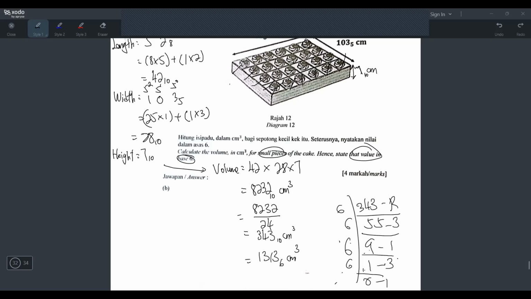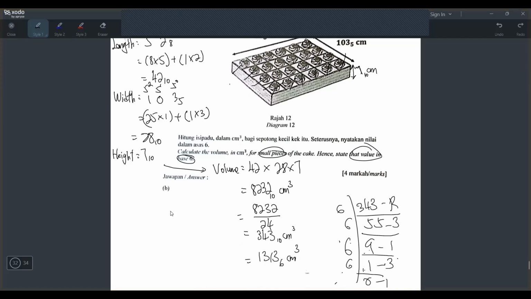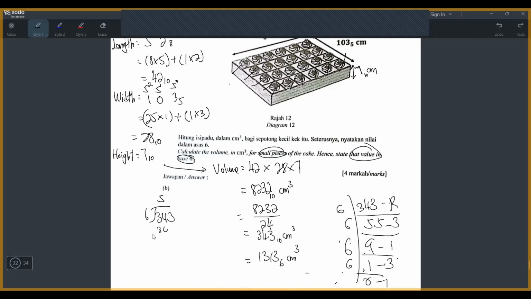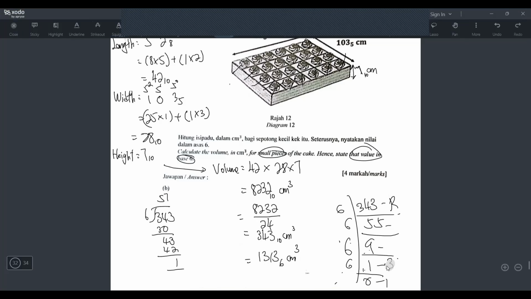Okay, let me check with the answer. Oh my god, why is it different again? Let me think. 343, so 343 divided by 6. 6 times 5 is 30, it's 43. 6 times 7 is 42, remainder 1. So this one is 57, remainder 1. Sorry. Today actually I'm sick.